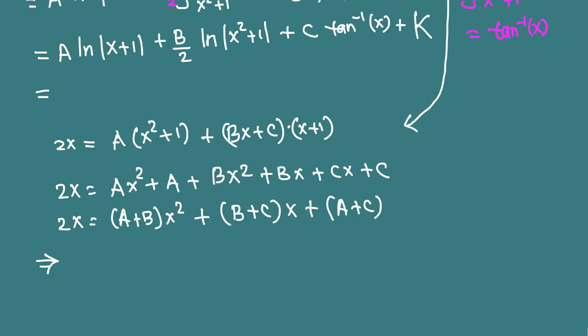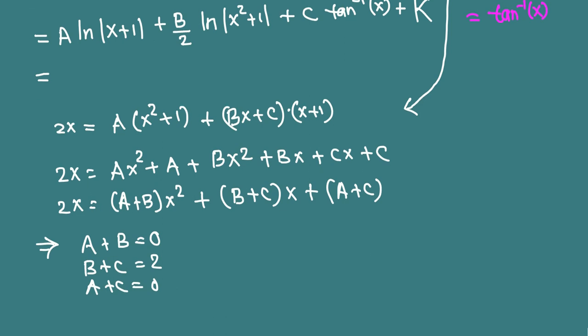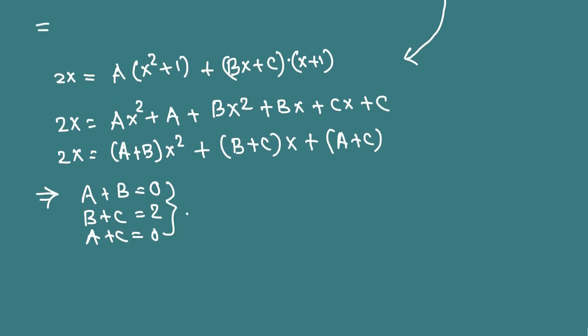So this implies a plus b, the coefficient of x squared, must be 0, because there is no x squared, or we have 0x squared on the left side, so it must be 0. b plus c, the coefficient of x, must be equal to the coefficient of x on the left, that's 2. And a plus c, the constant term, there is no constant term on the left, so a plus c must be 0. With this, left hand side will be equal to right hand side. Now we solve this system of linear equations for a, b, c.